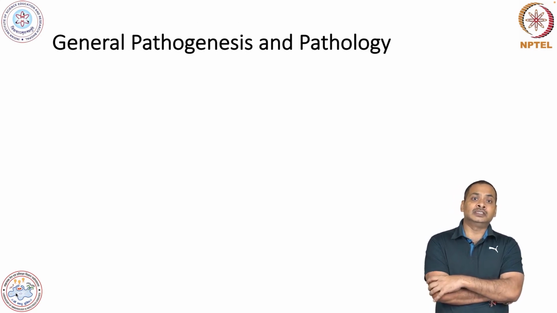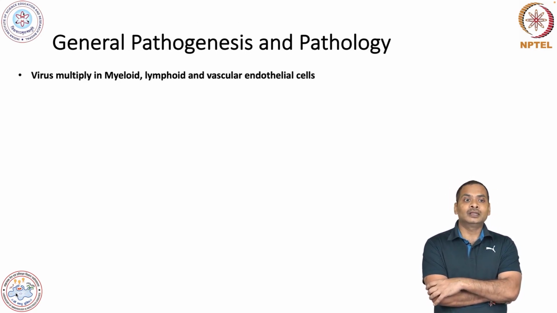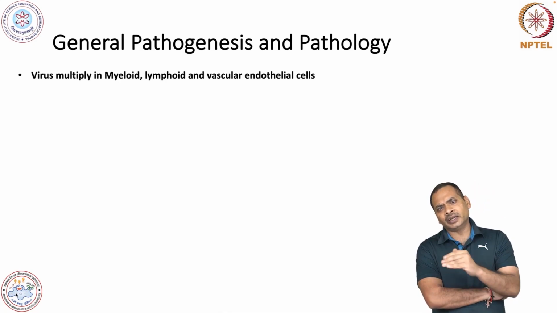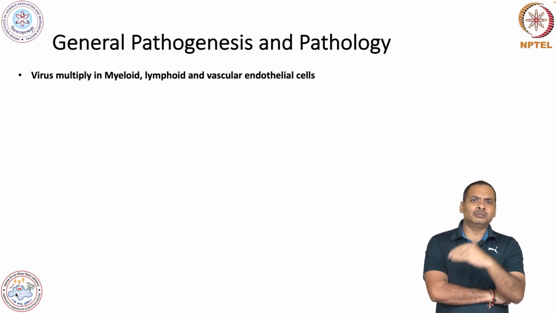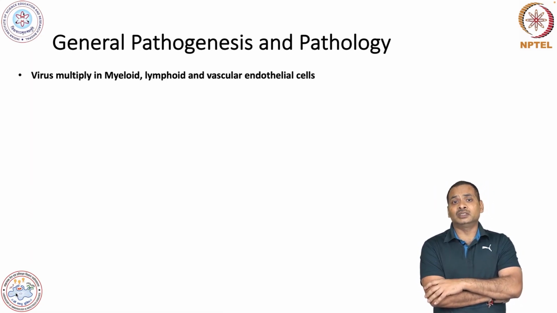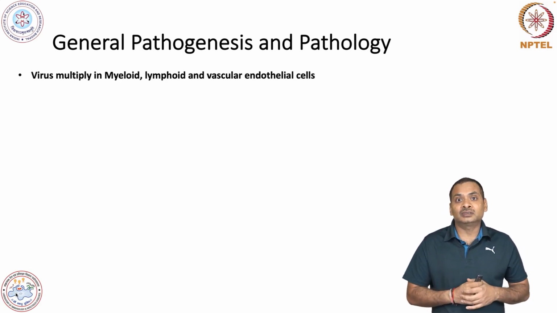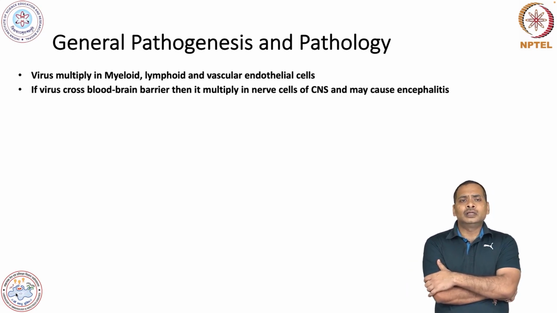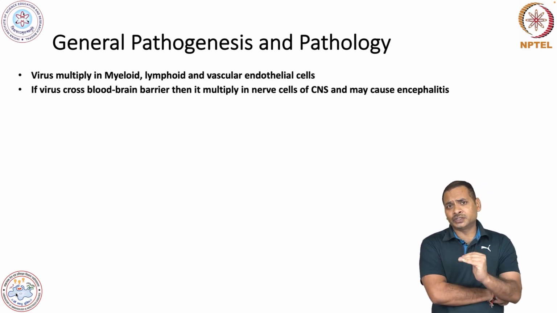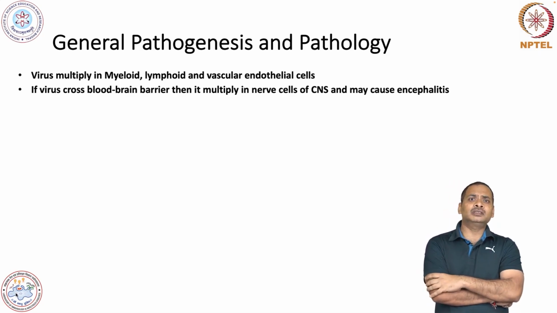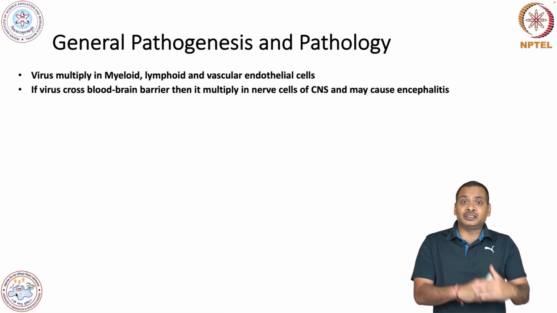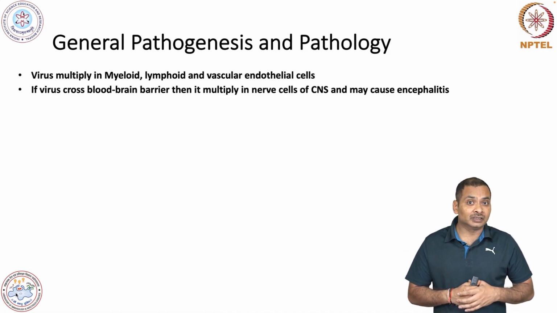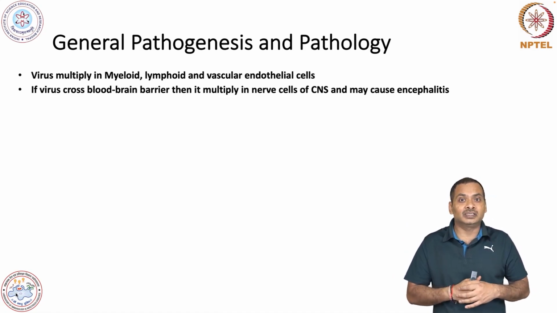So now I will talk about the general pathogenesis and pathology. Basically this virus multiplies in myeloid cells, lymphoid cells, and the endothelium in blood vessels, or we call them vascular endothelial cells. They rapidly divide over there, okay. And if this viremia is too much, then they will cross the blood brain barrier and start infecting the nerve cells of the central nervous system, and that results in the development of encephalitis, inflammation of the brain, okay. That is a very complicated situation.